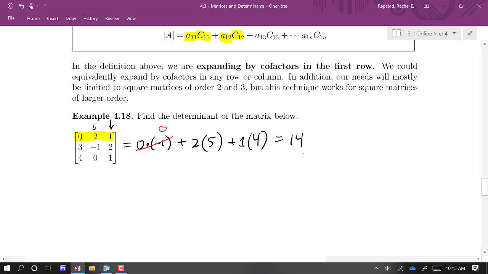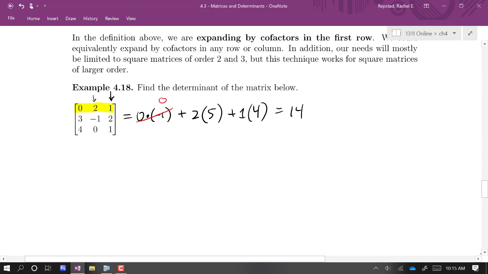So that took a bunch of work to work through. I did all this side work. You can roll all these calculations into one go, and I'm going to show you how I would do that here. It's going to be the same matrix, so we're still going to get the same determinant, a determinant equal to 14. First thing I do, I jot down the pattern of signs.